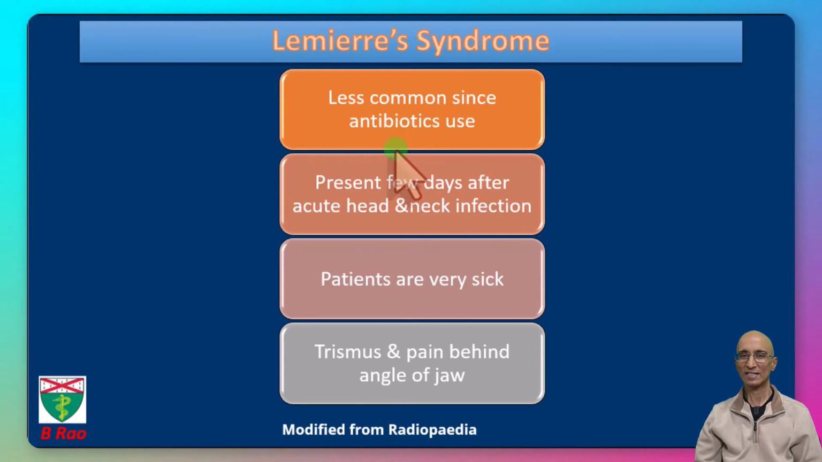Lemierre syndrome is classically seen in young adults, predominantly in males in the age range of 16 to 25. Patients usually present a few days after an acute head and neck infection. Patients can be very sick.